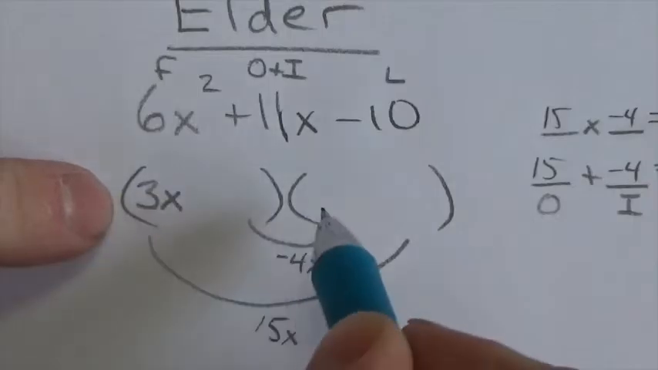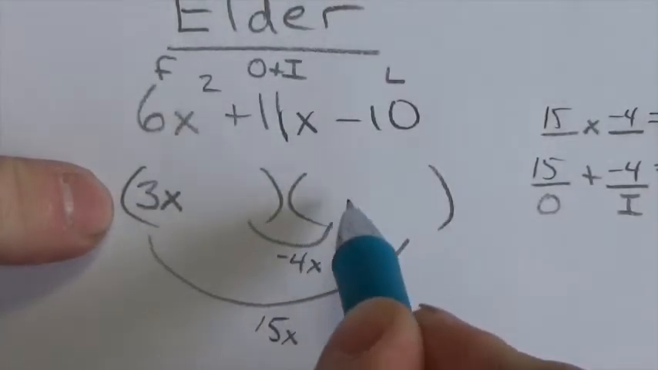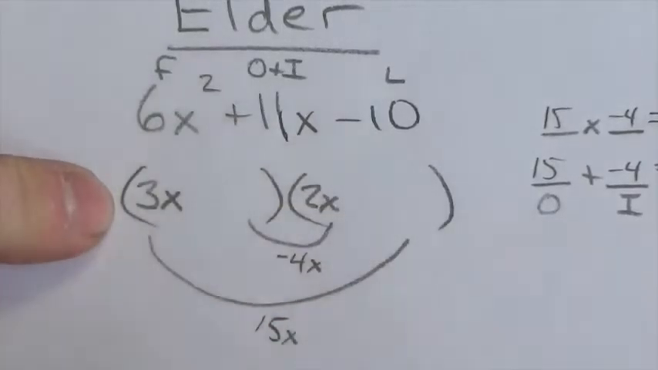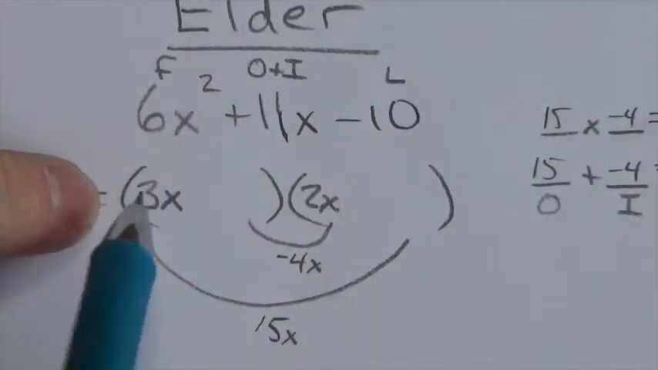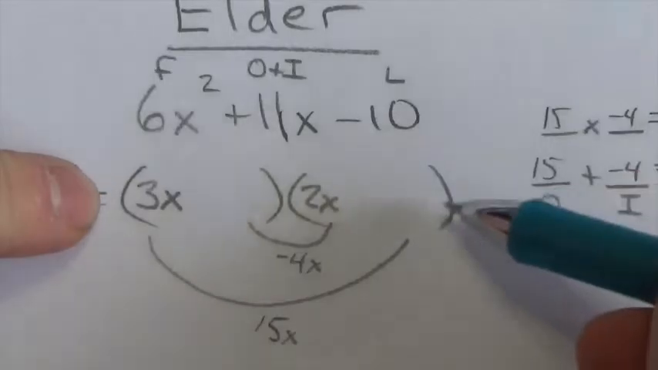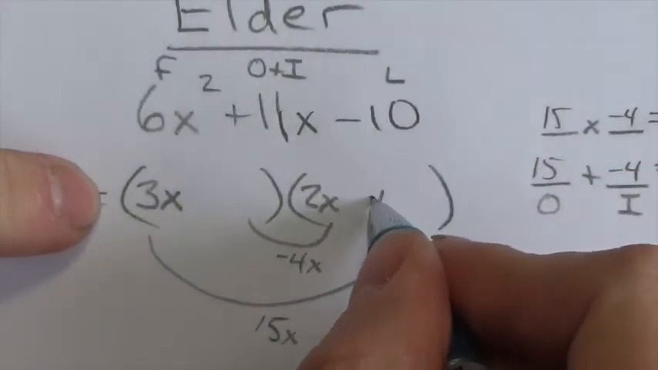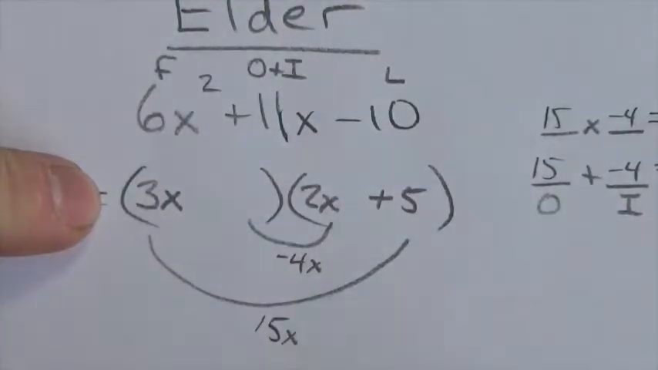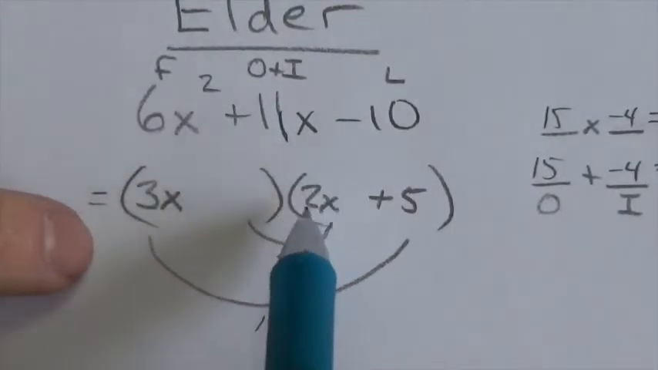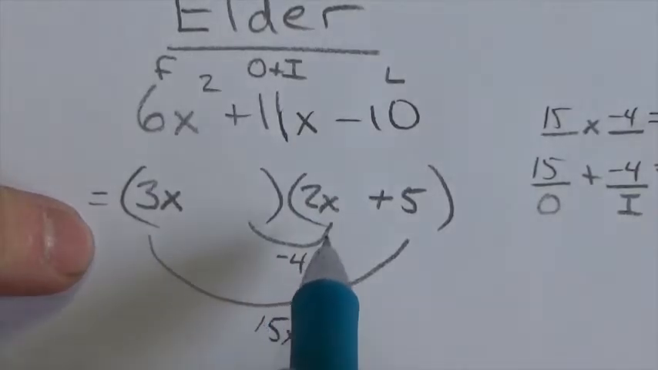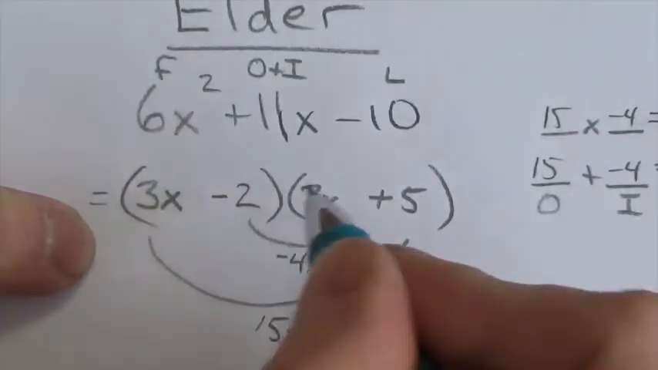Because 3x multiplied by this right here has to give me 6x squared. So this has to be 2x. 3x multiplied by this term over here has to give me 15x. So this has to be positive 5. Now I look at my inner product. This term times this term must be -4x. Well, 2x times what gives you -4x? And the answer is -2.